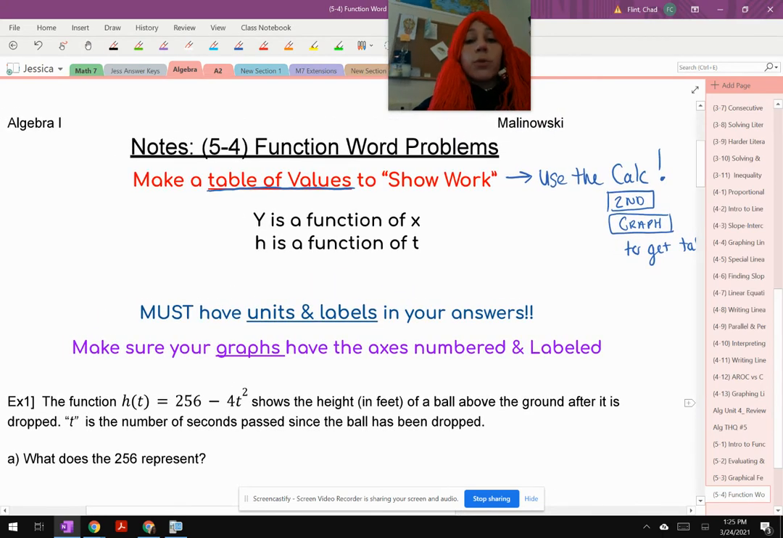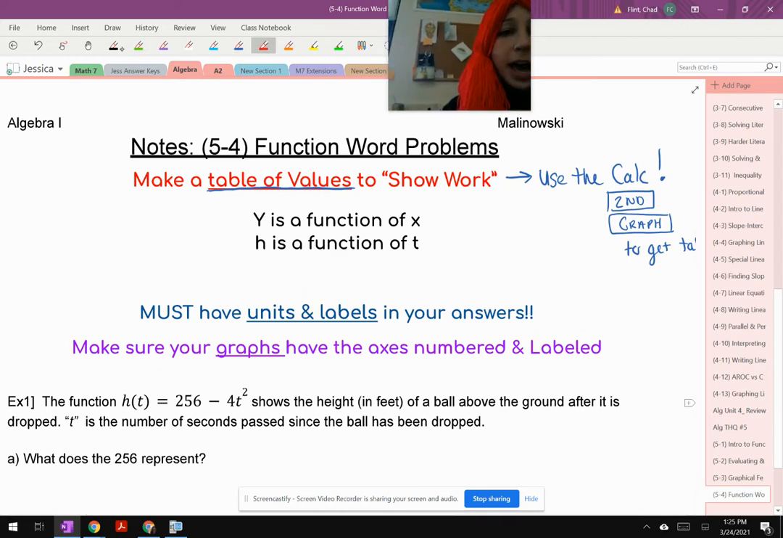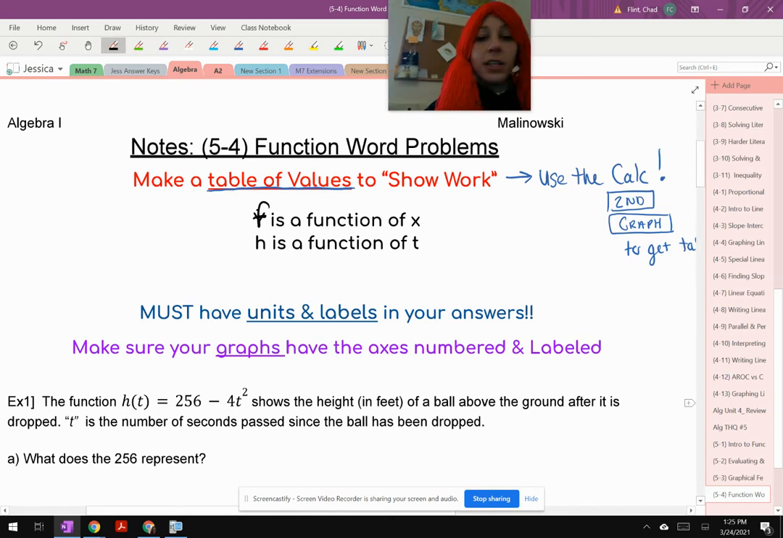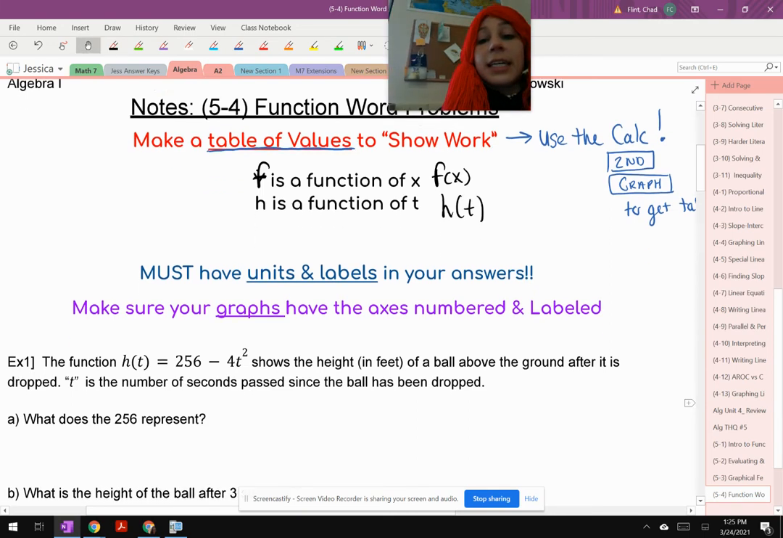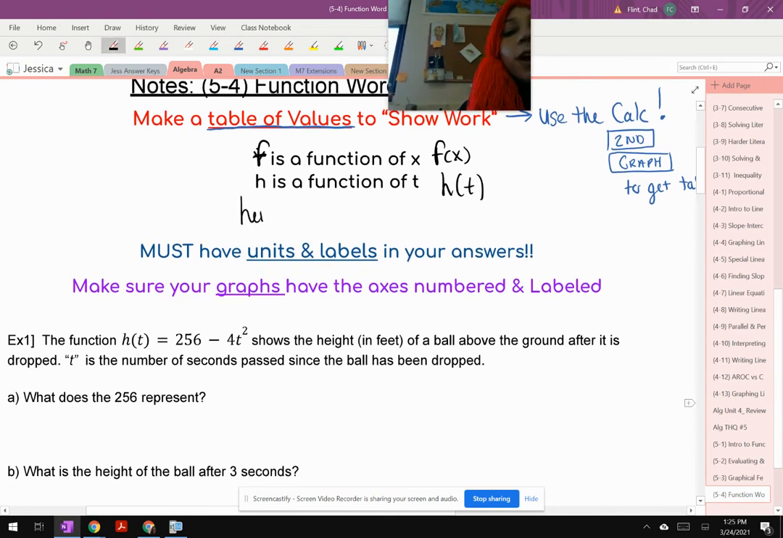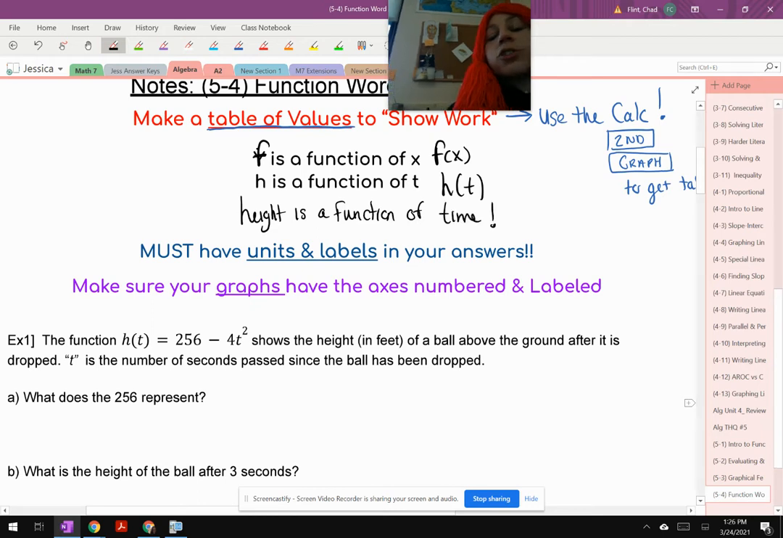So normally we're used to seeing y is a function of x. That's supposed to say f. f is a function of x. Our typical f of x that we've been working on. So now the only difference is that you might start seeing h is a function of t, h of t, standing for height is a function of t, which stands for time in these situations.